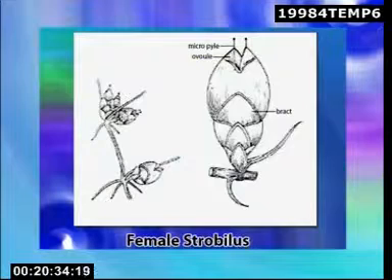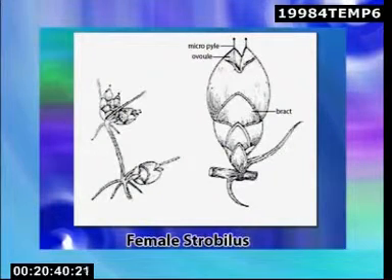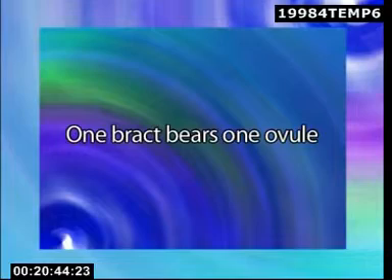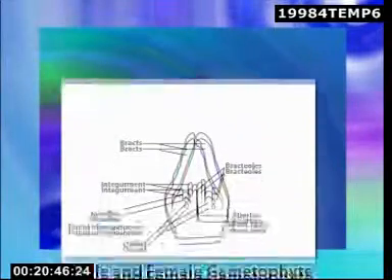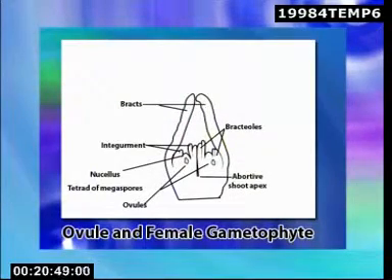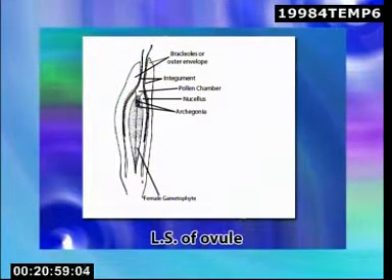It retains the same compound strobilar organization as the male strobilus and consists of a short axis to which are attached 3 to 4 pairs of decussate bracts. The lower bracts are sterile, whereas the upper 2 bear an ovule in their axils. One bract bears one ovule. Each ovule terminates a short stalk. The stalk and the terminal ovule are also termed as female flower.